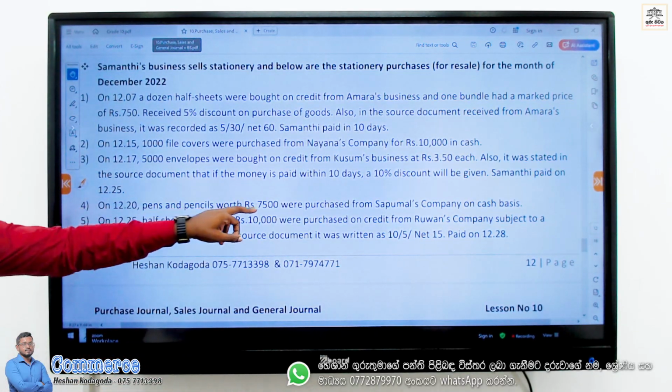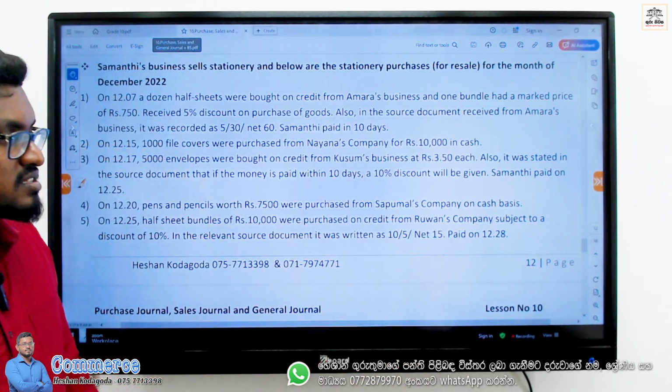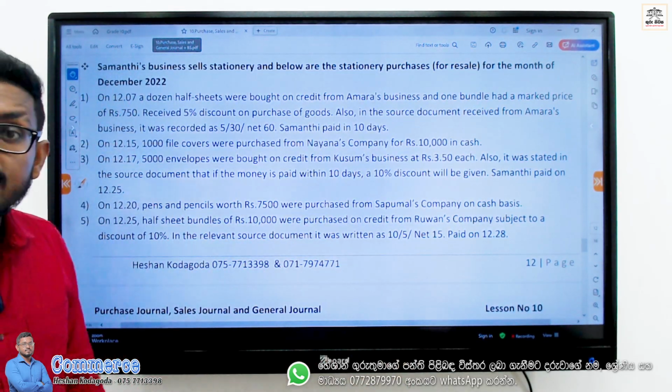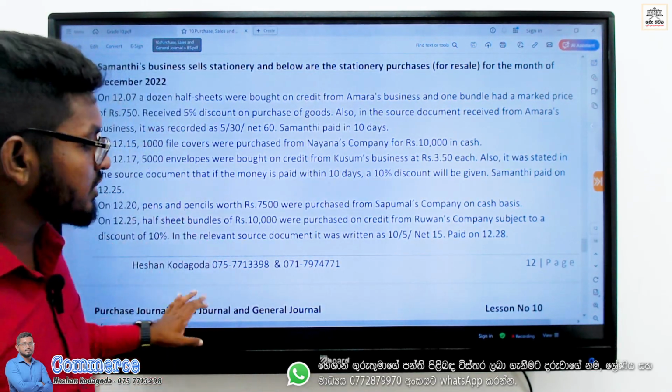Pen and pencil worth 7,500 were purchased from Sapuma's company on cash basis. Then cash book credit, purchase account debit. It's not recorded in the purchase journal.